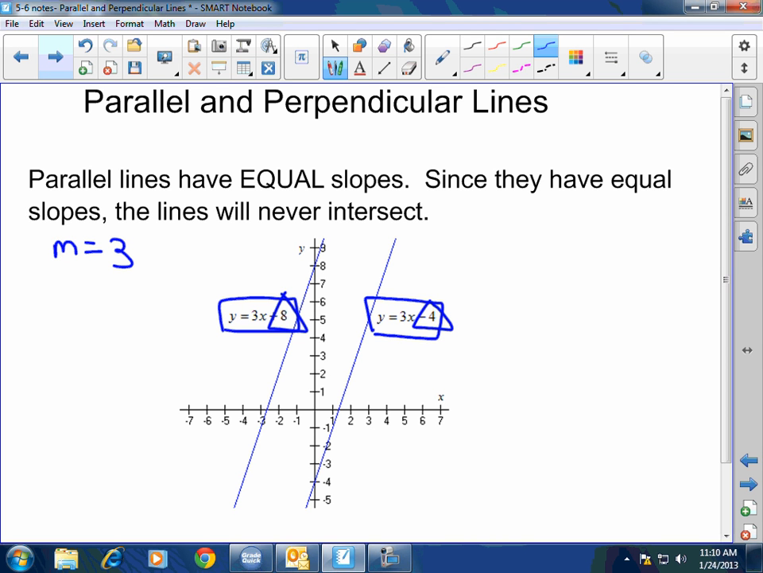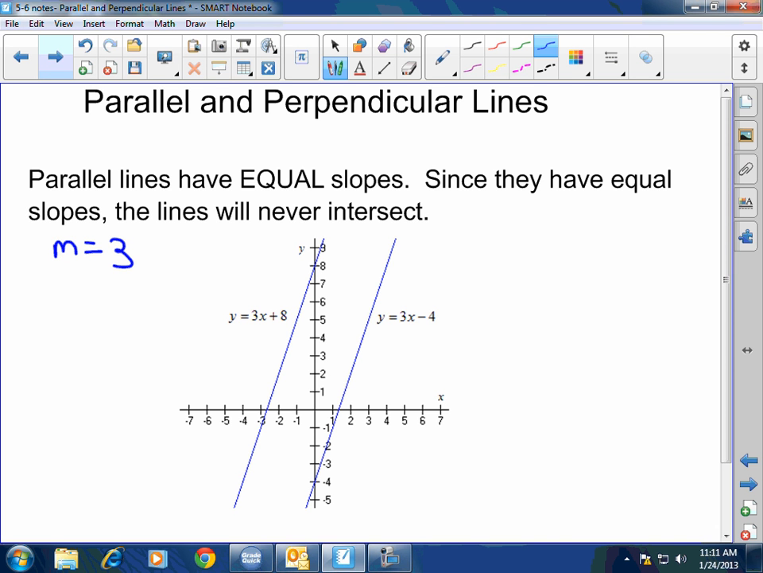What would happen if the slopes are equal and the y-intercepts are equal? It'd be the same line. Very good. And then in that case, there's infinitely many solutions because it's the same line, so all numbers work for that line. But parallel lines will have the same slope and different y-intercepts. That's what parallel lines are.